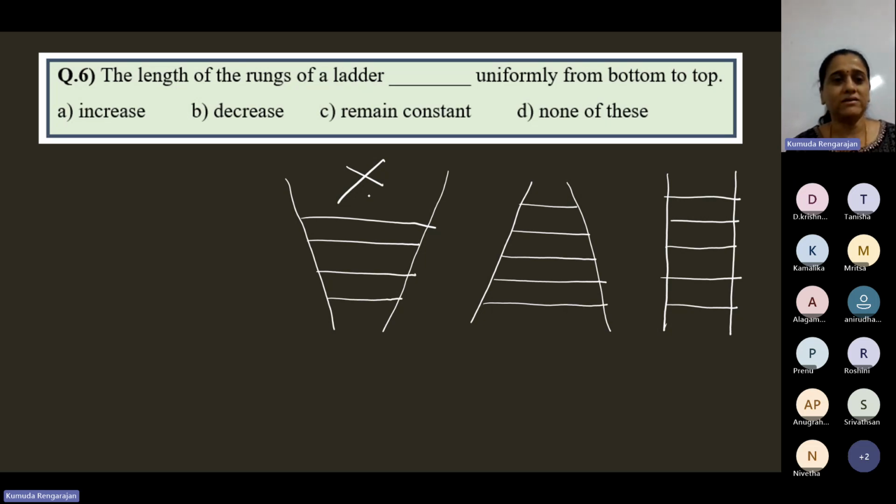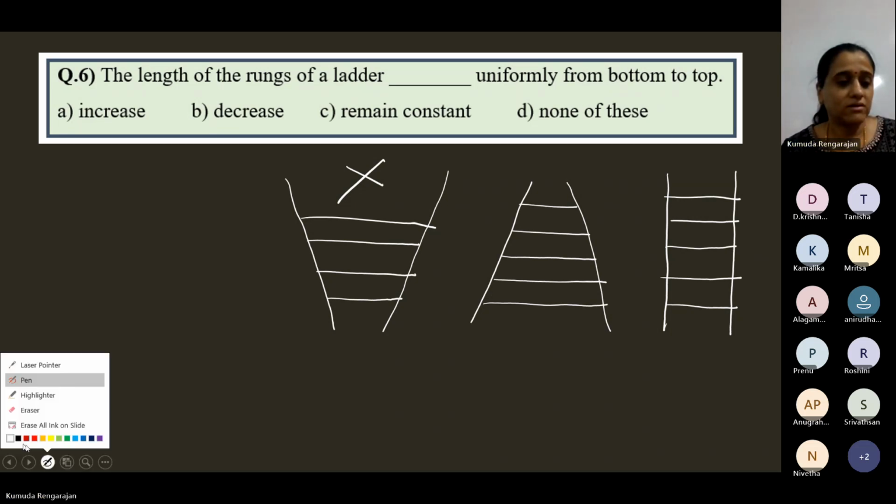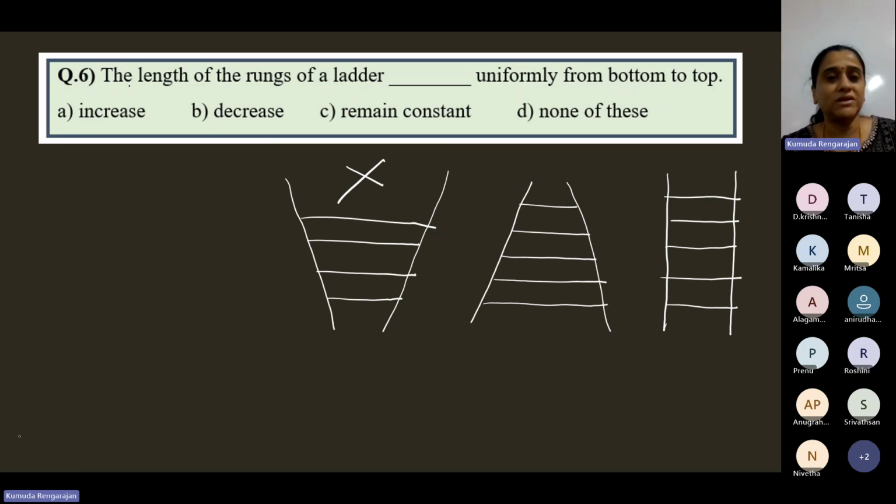So I think we can give two answers to this question, or the diagram at least should be given. Well, I don't have one answer for this. Let me read it again. The length of the rungs, these are the rungs, the steps are the rungs. The length of the rungs of a ladder, okay, dash uniformly from bottom to top.